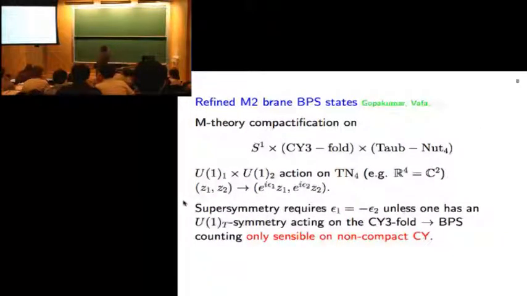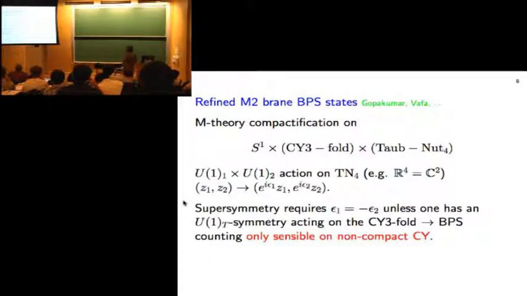So there is another important picture where this action arises. This was first, in a little bit different context, invented by Gopakumar and Vafa. Namely, you consider M-theory compactification on S1 times the Calabi-Yau threefold times the Taub-NUT fourfold. And there is now an action of this two symmetry, of this U1 of these epsilon parameters, parametrizing these two U1 groups on Taub-NUT. I mean, it could, for instance, be just C2, and it acts in the following way.